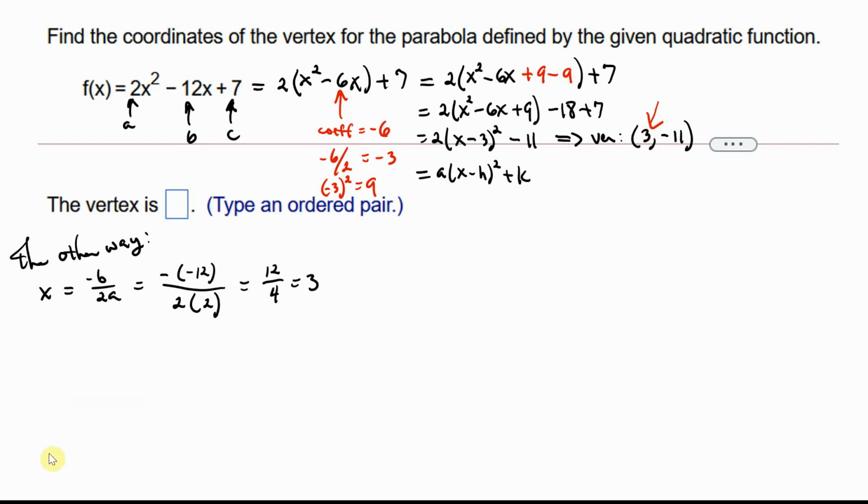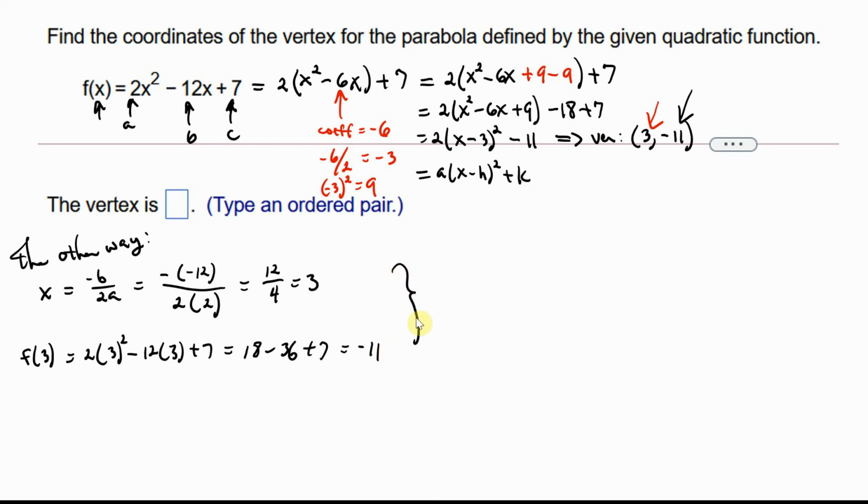And then you can get this value here by just plugging the 3 back into the function. So we say f of 3 is equal to 2 times 3 squared minus 12 times 3 plus 7. So we get 9 times 2 is 18 minus 36 plus 7. So we get 15 minus 36, we get negative 11. So the vertex from that method is the same, 3 comma negative 11.